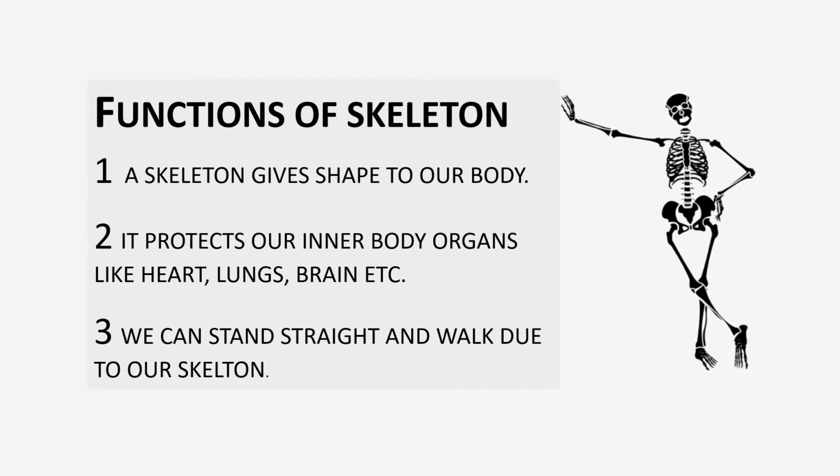The skeletal system gives shape and support to our body. It protects the delicate organs like the heart, lungs and brain that are present inside our body. For example, the skull protects the brain and the rib cage protects the heart and lungs. We can stand straight and walk due to our skeleton.